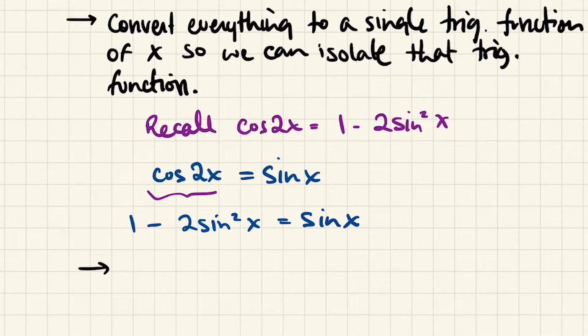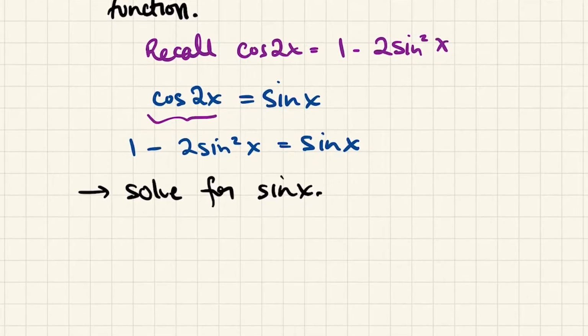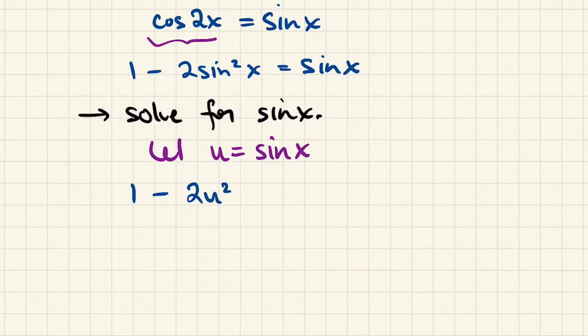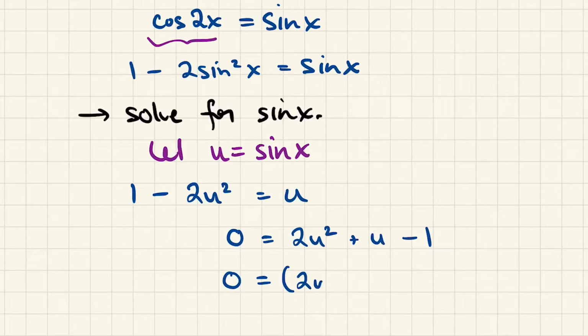Okay, so that allows us simply to solve for sine of x, or isolate sine of x. This is a quadratic equation in sine. It perhaps would be a little bit easier if we let u equal sine of x, and that allows us to see this algebraically. So that would be 1 minus 2u squared is equal to u. And now you can move everything to the right-hand side and try to factor it. Okay, so this factors into 2u minus 1 and u plus 1.